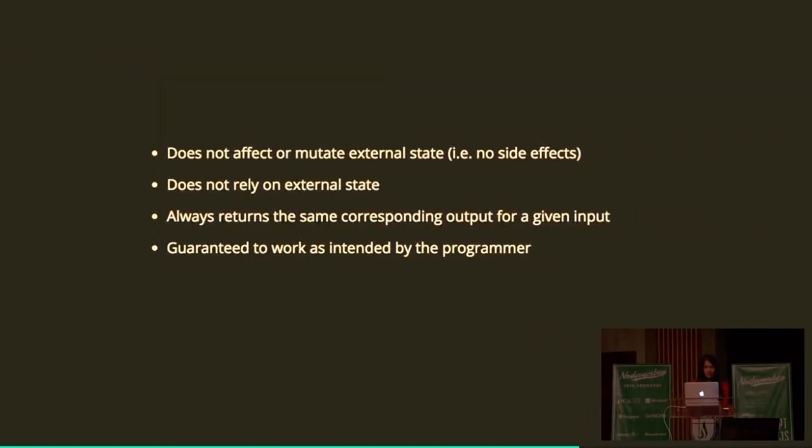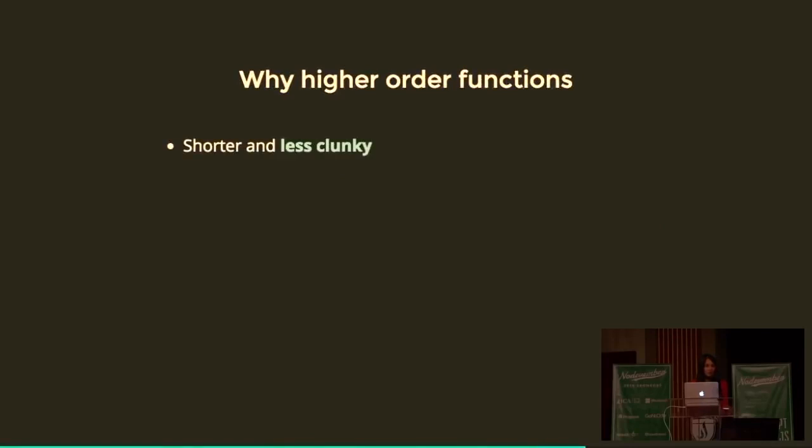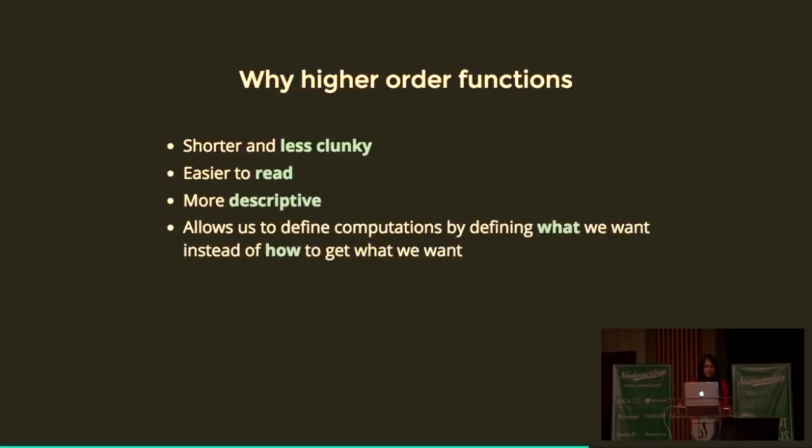So if you go back to our checklist, what do higher order functions give us? Do they ensure that we don't affect or mutate external state? Not always, but things like map and filter usually return a new array, though it's not always guaranteed. So I'm going to give that a maybe. Do they ensure that we don't rely on external state? Not really. Do they ensure that we always return the same corresponding output for a given input? Not really. Do they guarantee that it works as intended by a programmer? Not really. But they do give us a lot of other benefits, like things are shorter and less clunky. They're easier to read, more descriptive, and allow us to define computations by what we want instead of how we want it. Overall, when you use higher order functions, it's more information and less noise.